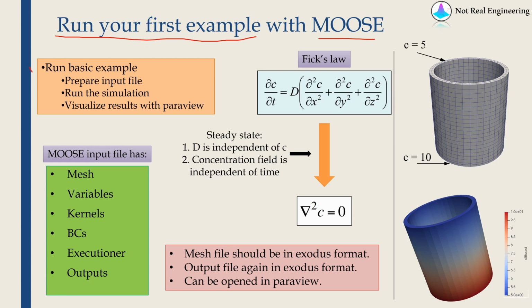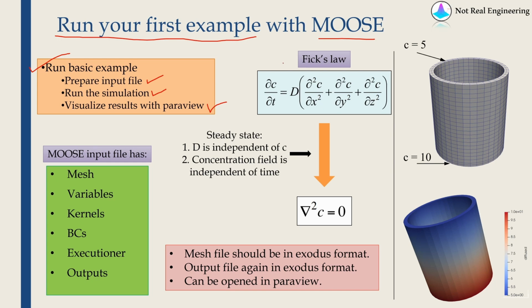To run a basic example in MOOSE, there are three steps involved. First, we have to prepare an input file. There are many example input files already in your MOOSE installation folder, so you can just grab one from there. Then we will run the simulation. And finally, we have to use ParaView to visualize the results.